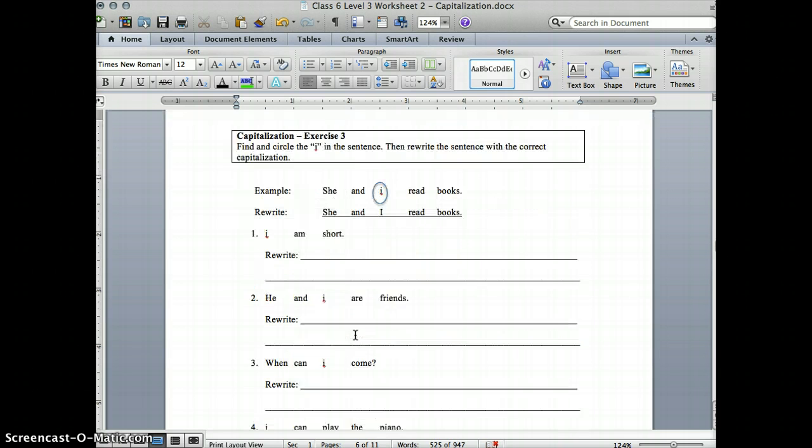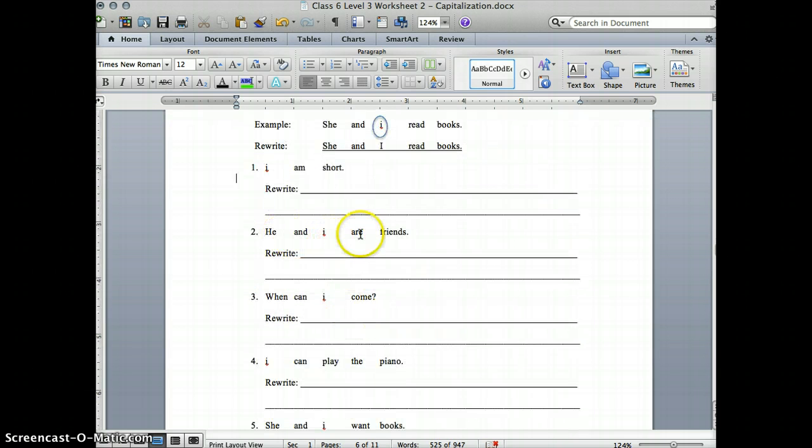So let's actually do number 2. He and I are friends. So what do we have to do in this sentence? Good, we first have to find the letter I. Where do you guys see the letter I? Point at it or shout it out. I see it right here, exactly.